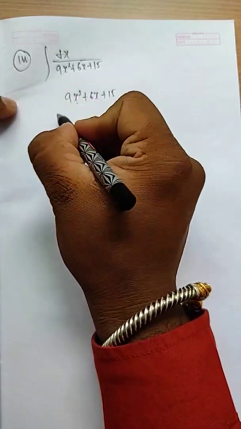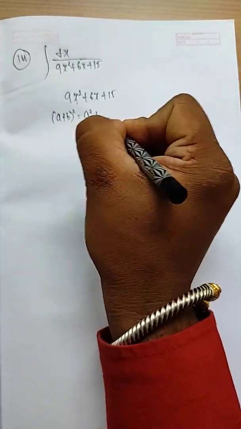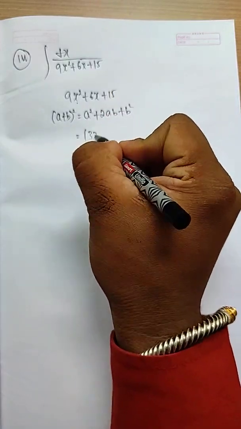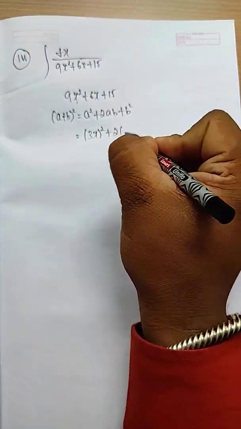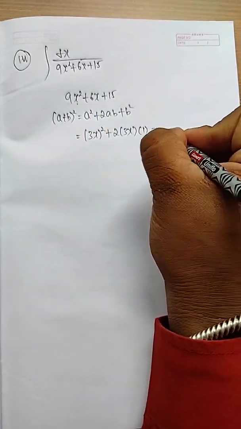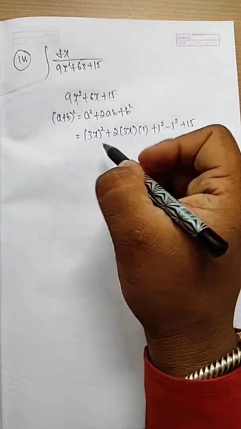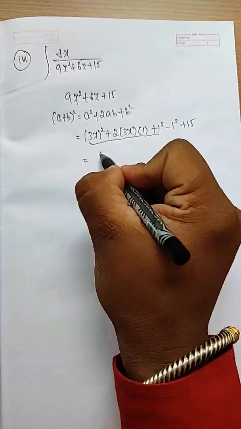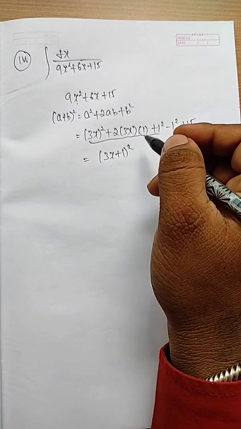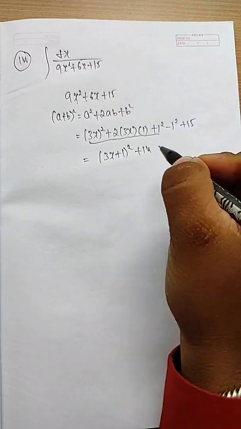Okay? In the middle we have a plus, means a plus b whole square, here a square plus 2ab plus b square. So this is equal to 3x whole square plus 2 into 3x. Now when we substitute b, to get 6x, b is 1, adding 1 square and subtracting the 1 square, plus 15. Is it clear? So I am writing this one as 3x plus 1 whole square, and here 15 minus 1 is 14.